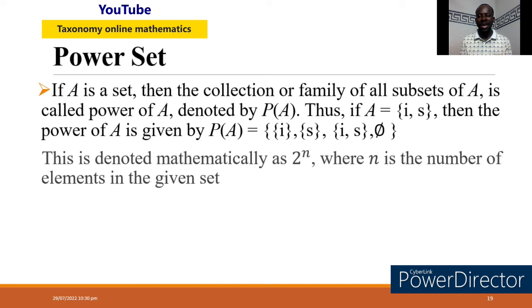Thus, if A is a set of I and S, that is {I, S}, then the power set of A is going to be the set {I}, the set {S}, the set itself {I, S}, then the empty set. So it becomes 4 sets. If I want to know how many subsets I can derive from a given set, then I use the formula 2 exponent n, where n stands for what? The number of elements in the set.